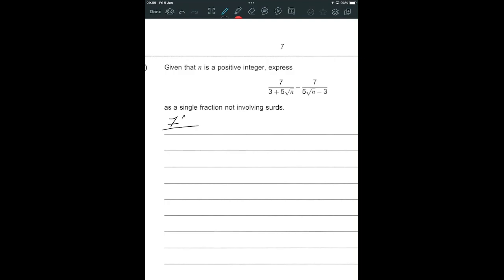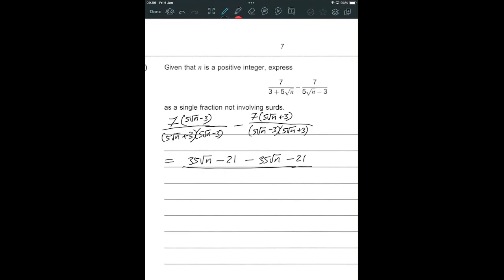So the first fraction, I'm going to times top and bottom by 5 root 10 minus 3, the opposite of the denominator. So on the denominator, I've got 5 root 10 plus 3, 5 root 10 minus 3. I've written the denominator there in the opposite order, just to make it look more symmetric. And the other one, I'm timesing top and bottom by the other denominator. So that's a 5 root 10 minus 3, 5 root 10 plus 3. So the numerators, 35 root 10 minus 21 minus 35 root 10. Now I'm subtracting, so it's another minus 21. Yep, and the denominators are both going to be the same.